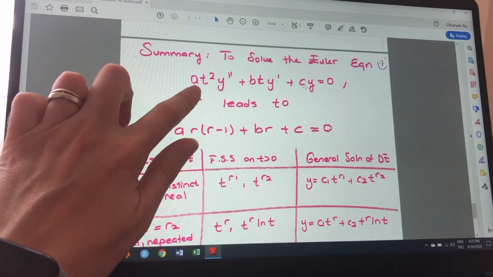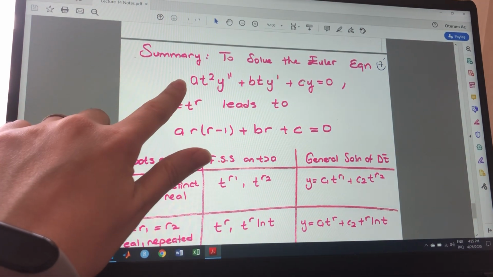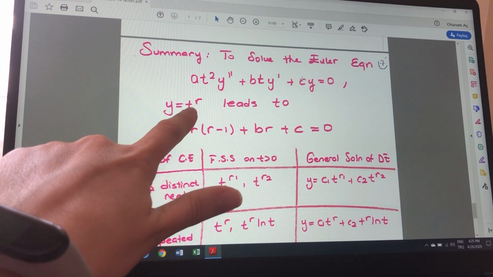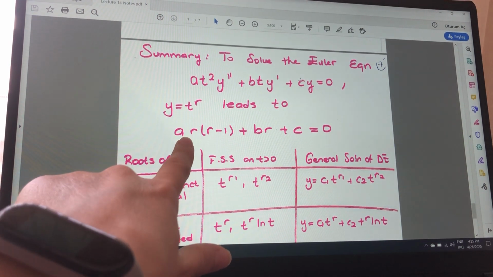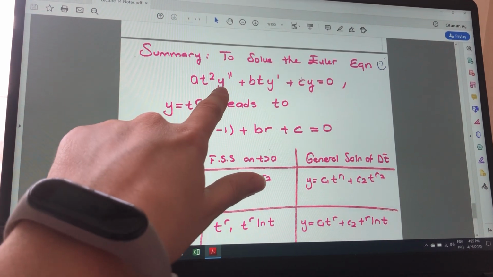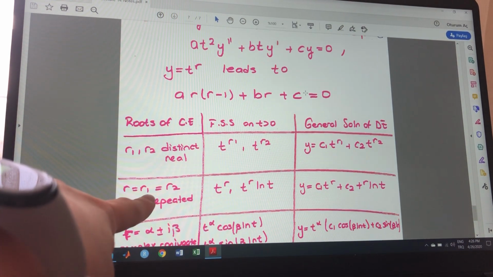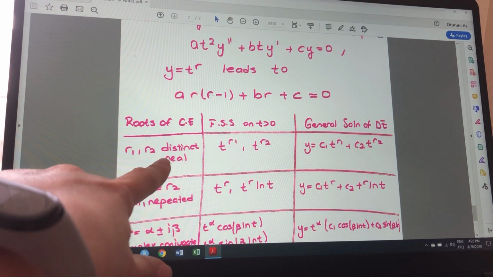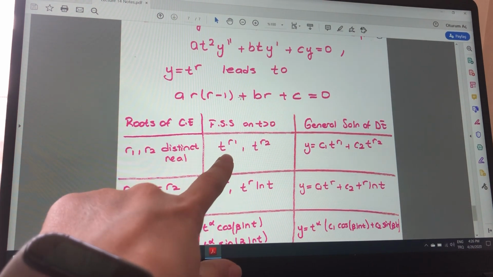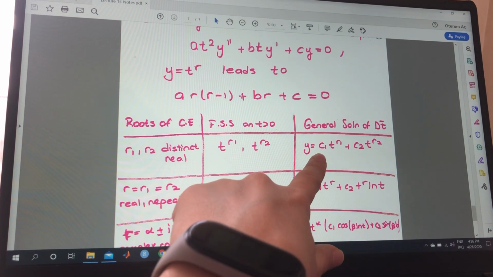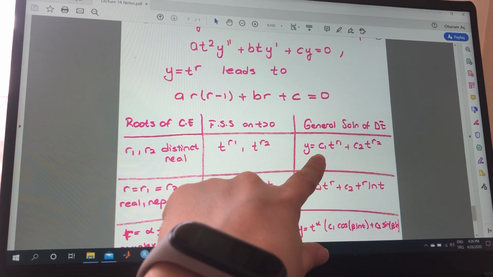Again, let's summarize. We have an Euler's equation. This is the form of the Euler's equation. And the solution is in the form of power function t to the r. And the characteristic equation is a r times r minus 1 plus b r plus c. And if you find distinct real roots for this characteristic equation, you are writing the solution as t to the r1, t to the r2, and the general solution is the linear combination of them.